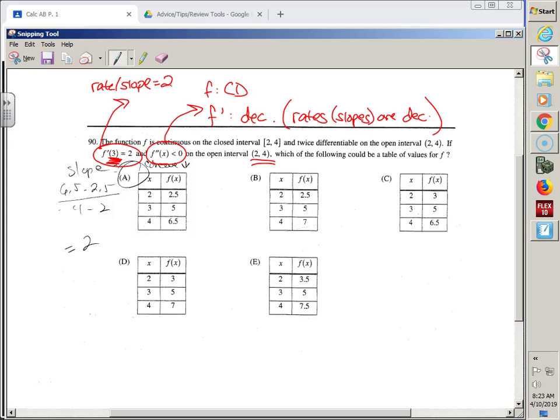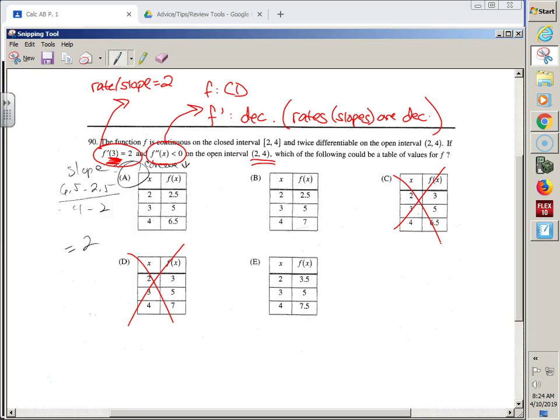This one shows an average rate between 2 and 3 of 2. That doesn't make sense. It didn't get to 2 until 3. So how could it on average be 2 if it doesn't even get to 2 until here? That one doesn't make sense. Same here. There's a change of 2 on average over this whole interval. It didn't get to 2 until 3. That doesn't make sense. You can think MVT, the average has to equal an instantaneous in between. It didn't hit 2 until 3. There shouldn't have been an average of 2 before.